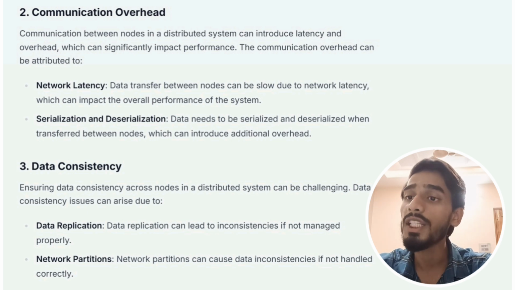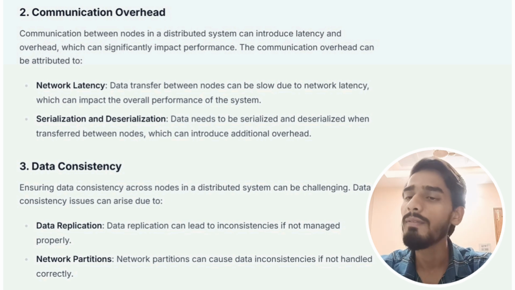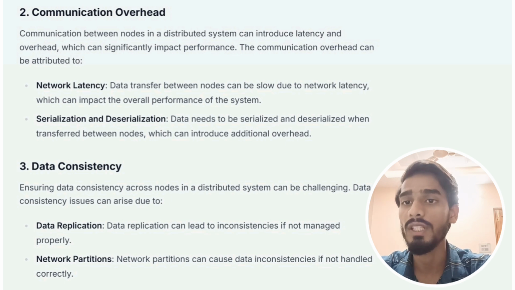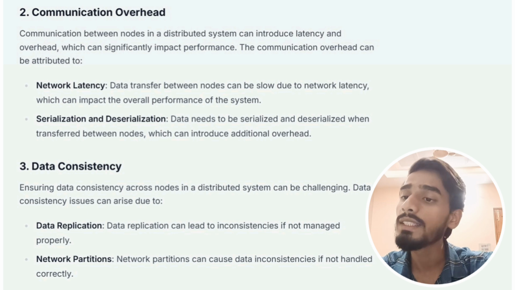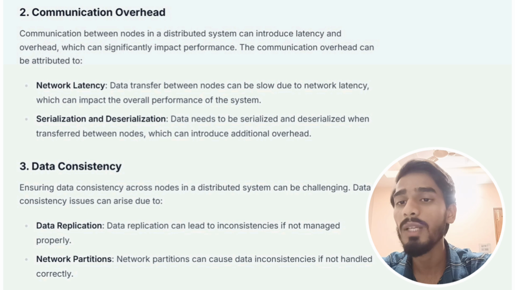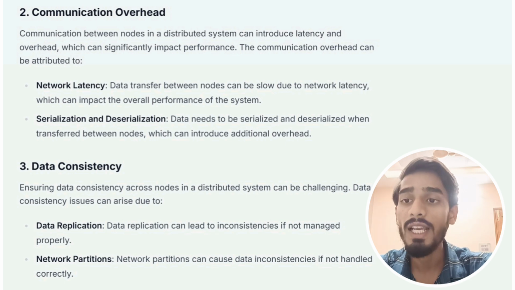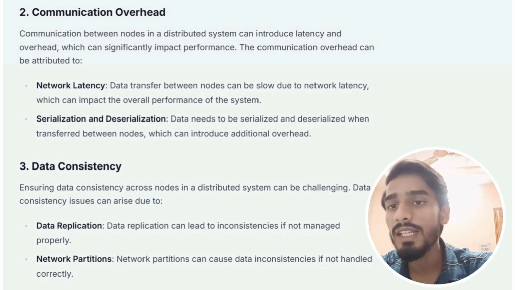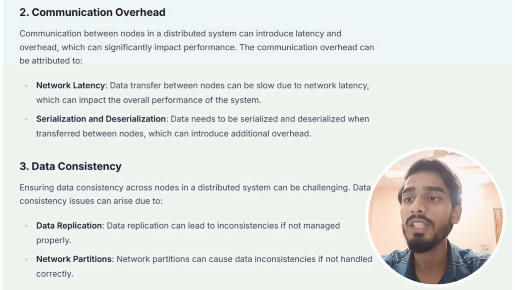Second challenge will be communication overhead. Communication between nodes in a distributed system can introduce latency and overhead, which can significantly impact performance. The communication overhead can be attributed to network latency and serialization and deserialization. What is network latency? Data transfer between nodes can be slow due to network latency, which can impact the overall performance of the system. Now, what is serialization and deserialization? Data needs to be serialized and deserialized when transferred between nodes, which can introduce additional overhead.